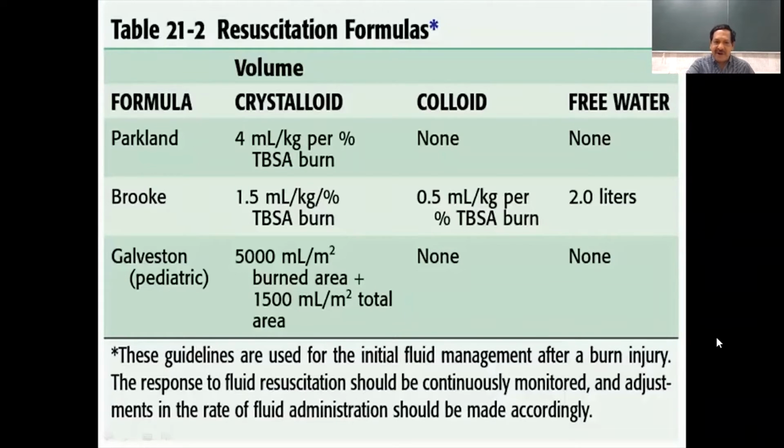This is the Parkland formula. Again, to recollect, 4 ml per kg per percent of total body surface area burnt. This is a common formula. Crystalloid ringer lactate. You can use human albumin or hypertonic saline, but this ringer lactate is most commonly used.